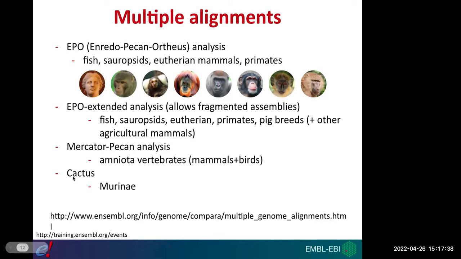And then we also have this Cactus alignment software that we use to look at all of the different mouse strains that we have in Ensembl as well. So we have a number of mouse strains that you can look at.